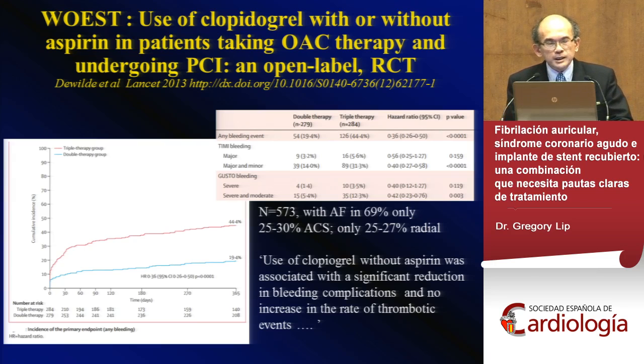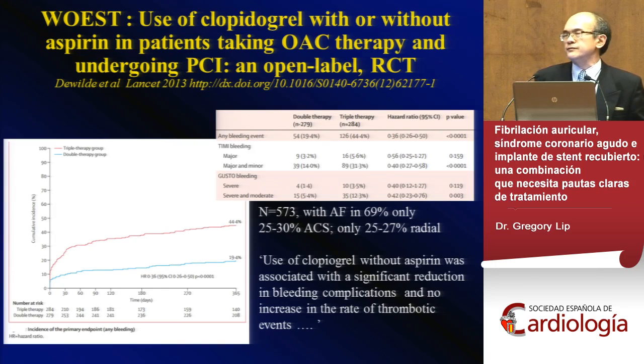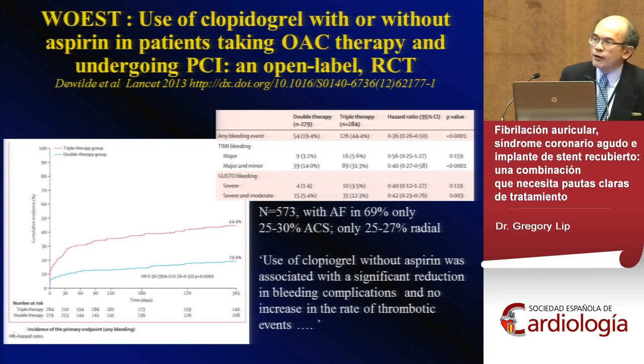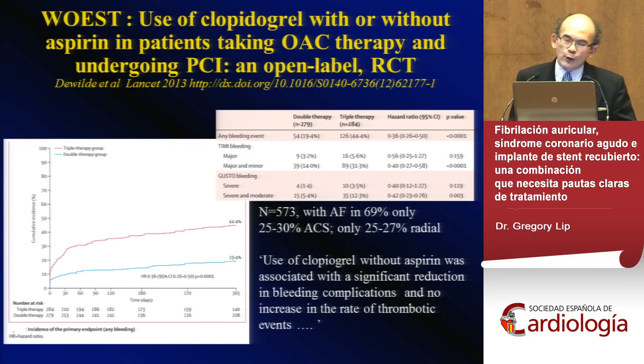Well, firstly, in terms of management strategies for these patients, a number of studies and also therapy changes or advances have occurred. Firstly, I wish to mention the WOEST trial, or depending on your pronunciation, the worst trial. This is a trial of patients who needed anticoagulation, and they were randomized to a strategy of triple therapy, in other words, anticoagulant plus two antiplatelets, versus a strategy of two antiplatelets, in other words, anticoagulant plus clopidogrel. And triple therapy was continued up to 24 months.